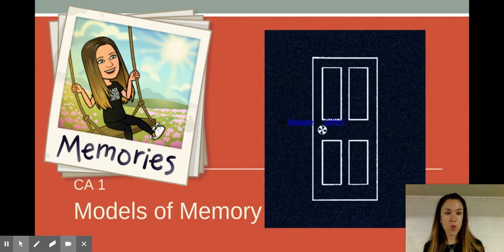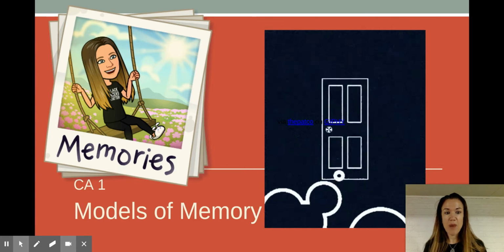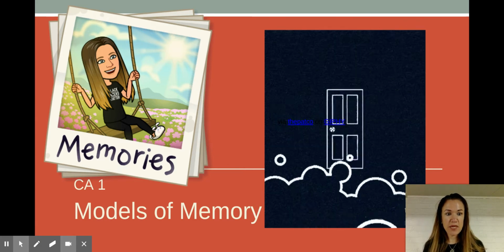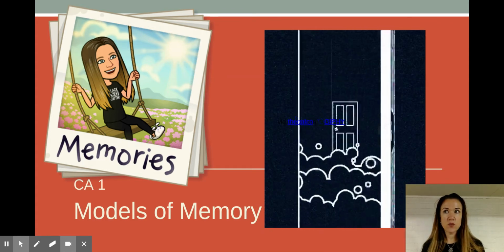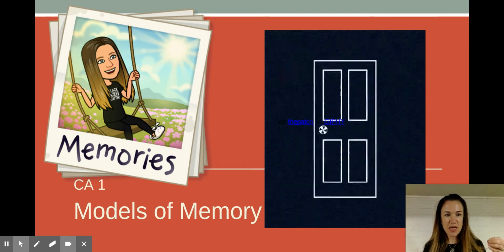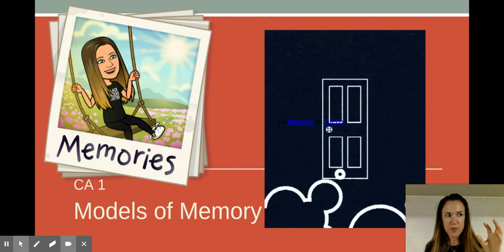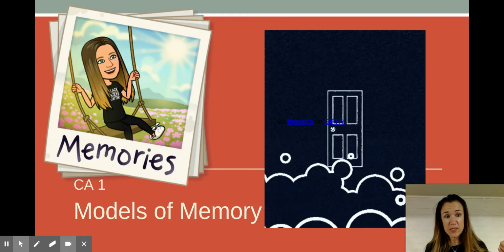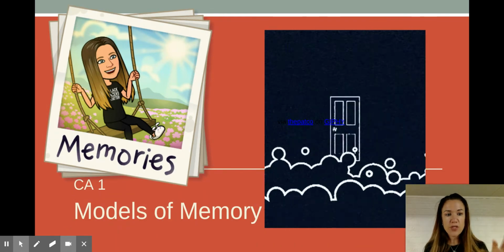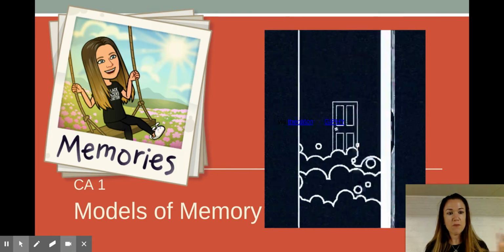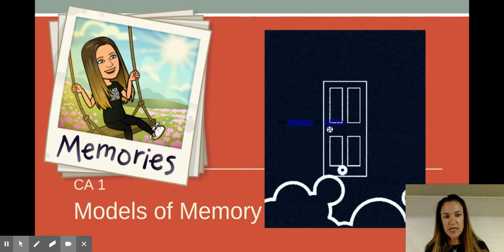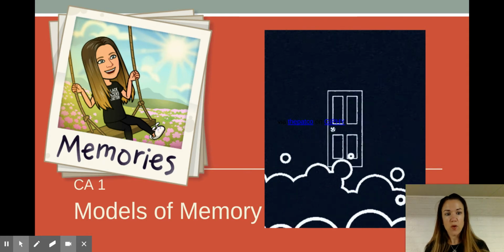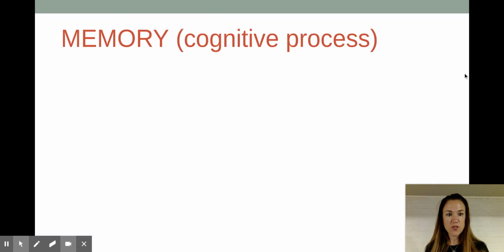So this is CA1, and it is about models of memory. We're expanding on what we learned last year with memory and realizing that we cannot actually see inside the brain and see exactly what's going on with memory. We can see that we use the hippocampus and different parts of the brain in memory, but we don't know exactly what's happening. So that's why these are models or theories of what goes on in our memory. And you'll recognize these, at least one of them. So let's go through these two models.